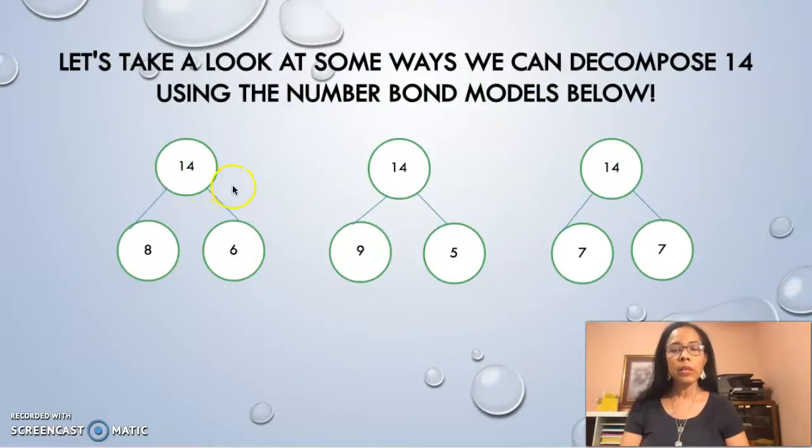Let's take a look at some ways that we can decompose 14 using the number bond models below. So here's 14, that's our whole amount, and we can decompose 14 into 8 plus 6. Here's 14. 14 can be decomposed into 9 and 5. 9 plus 5 does equal 14. 14 can be decomposed into 7 plus 7. So we can take 14 and we can break it into smaller parts in a lot of different ways.